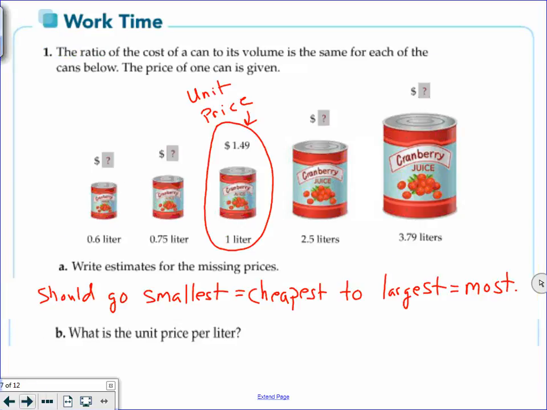Moving on to the questions here. The ratio of the cost of a can to its volume is the same for each of the cans below. The unit price, or the price of 1 can, is given. Well, that one is our unit price, because it's $1.49 for 1 liter. For part A, write the estimates for the missing prices. What should happen is the smallest one should be the cheapest, and it should get more expensive as you go to the biggest one. So the biggest one should cost the most. And again, the unit price per liter here is $1.49.